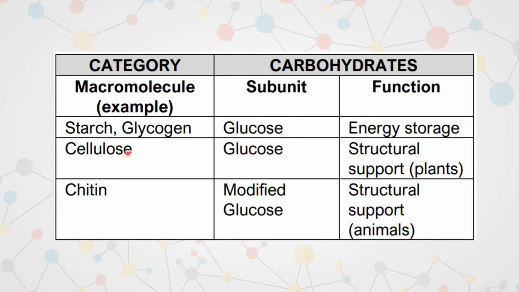Cellulose, its simple composition is glucose. Its main function is structural support. Cellulose is found in plants. We also have chitin. Its simple composition is modified glucose. Its main function is structural support, mainly in animals, most especially in insects.